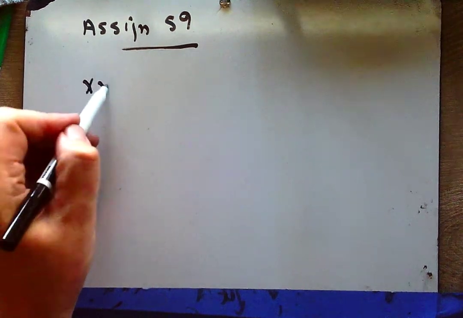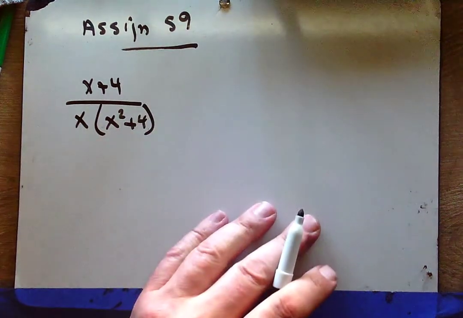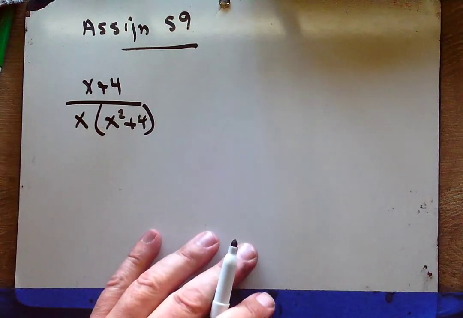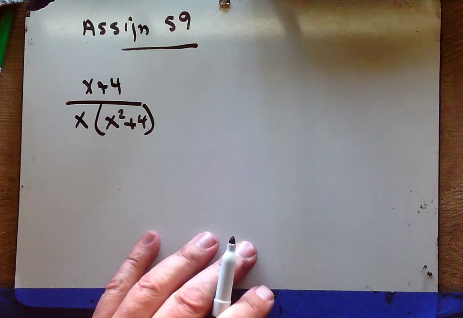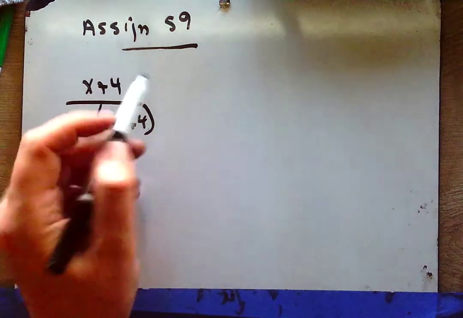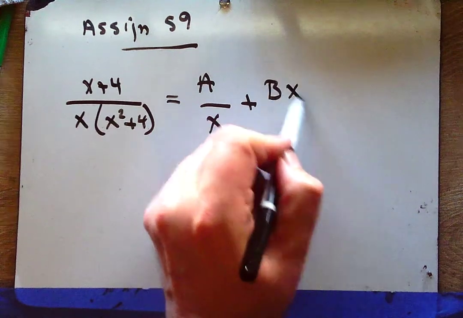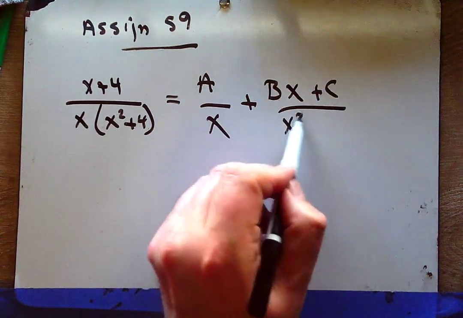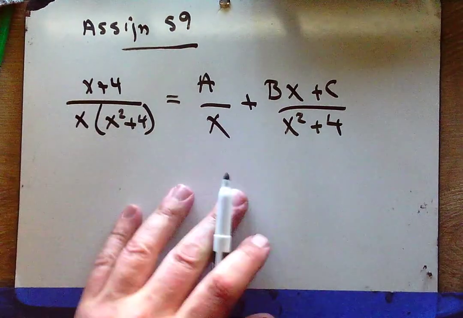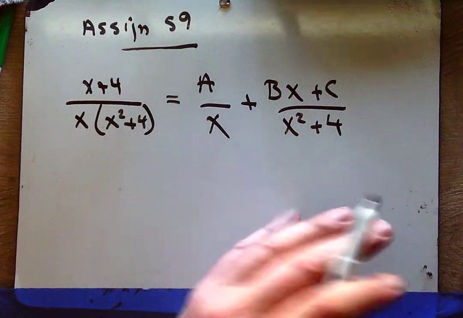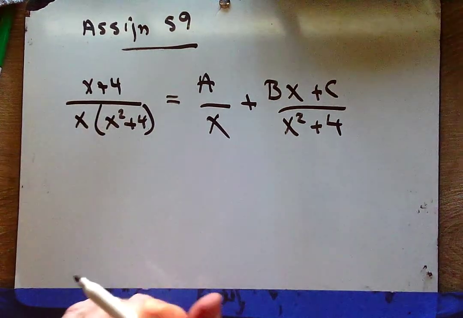We've got x plus 4 over x squared plus 4. What's that setup going to look like? Yeah, we've got a non-repeated linear, and we've got an irreducible quadratic. Why don't we just go through and find A, B, and C? I mean, we've just done the setups on all the others. Will you please finish this problem? Come back when you're done.